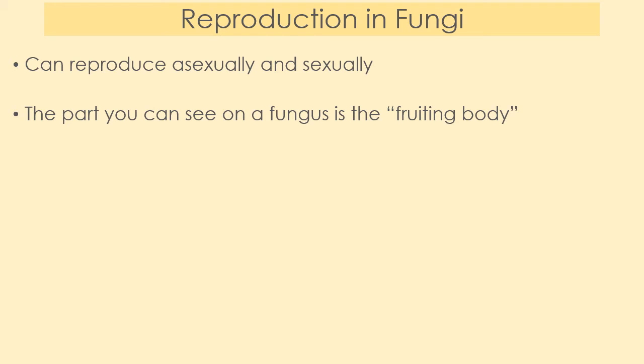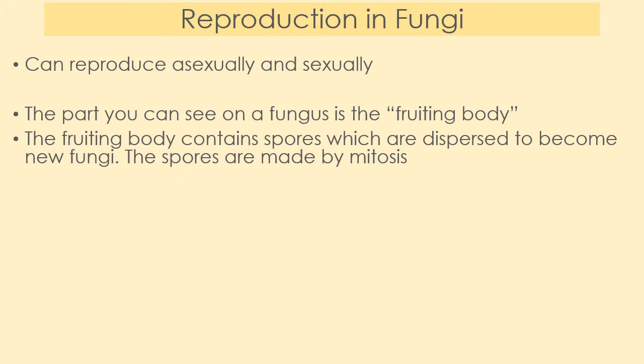We're now going to have a look at reproduction in fungi. Things such as mushrooms and mould are all types of fungi. Now they can reproduce asexually and sexually. They're able to do both. When we think about a fungus, the part we can see on it is called the fruiting body. The fruiting body contains spores which are then dispersed to become new fungi. Those spores are made by mitosis. This is a form of asexual reproduction. All of them will then be identical.